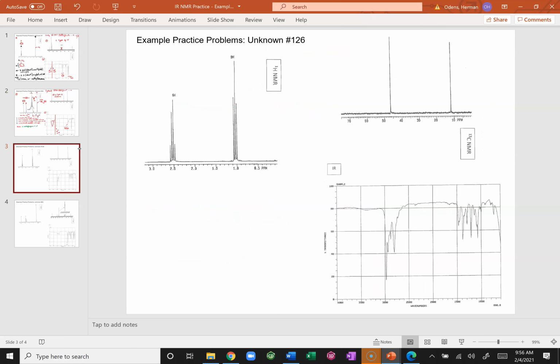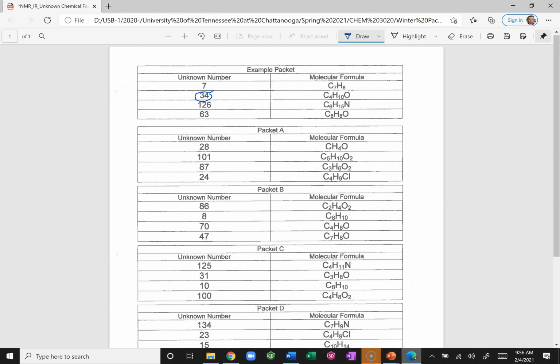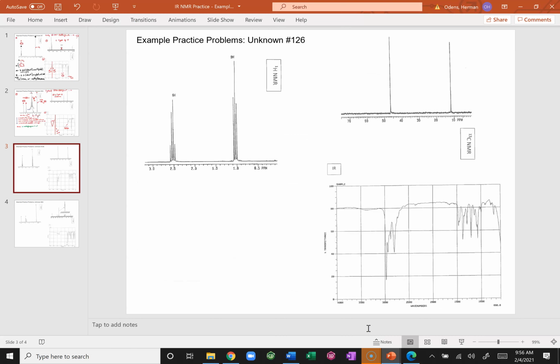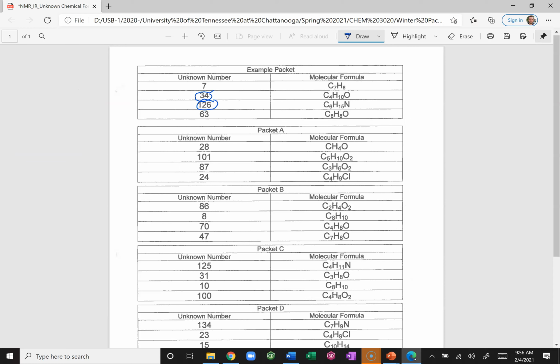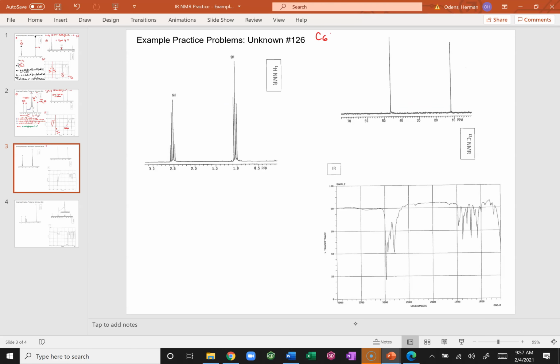All right. This is an interesting one, and you'll see why in a minute. Let's find the molecular formula. Let me go back here again. It's 126. So we're going to do this one. It's C6H15N. All right, here we go.